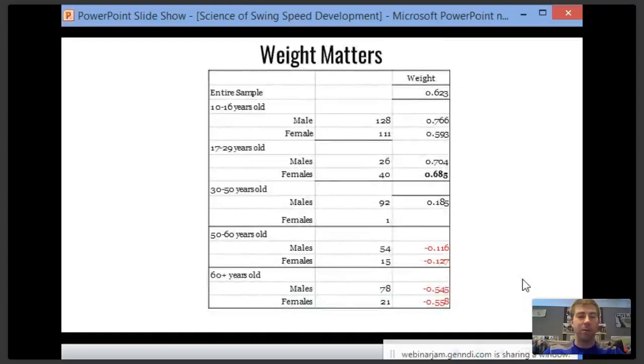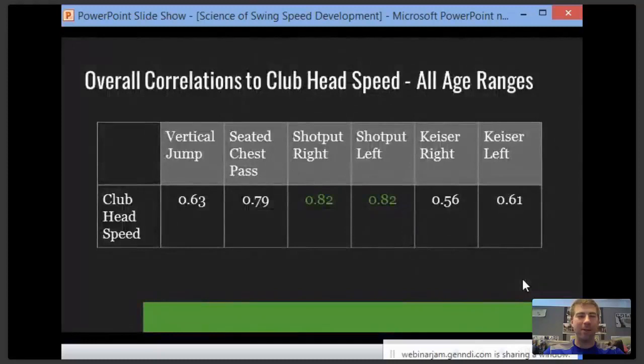This is just a quick table here that shows you the difference in weight. A correlation of 1.0 is a perfect relationship. Anything over 0.5 is good. Anything around 0.7 or higher is really good. Obviously, you can see the negative relationships to clubhead speed in the adults. So that was just an interesting takeaway.